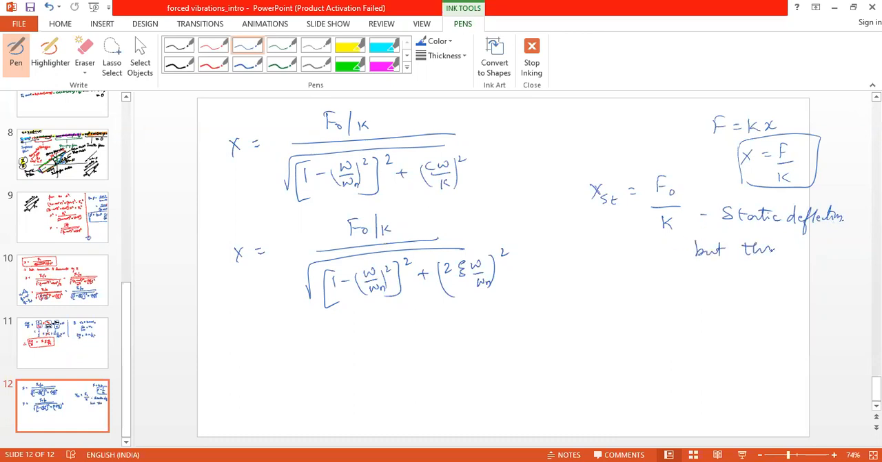But this is not the same as delta. In free vibration, while solving the problem on simple pendulum and all, we neglected the static deflection while deriving the equations. Do you remember that?